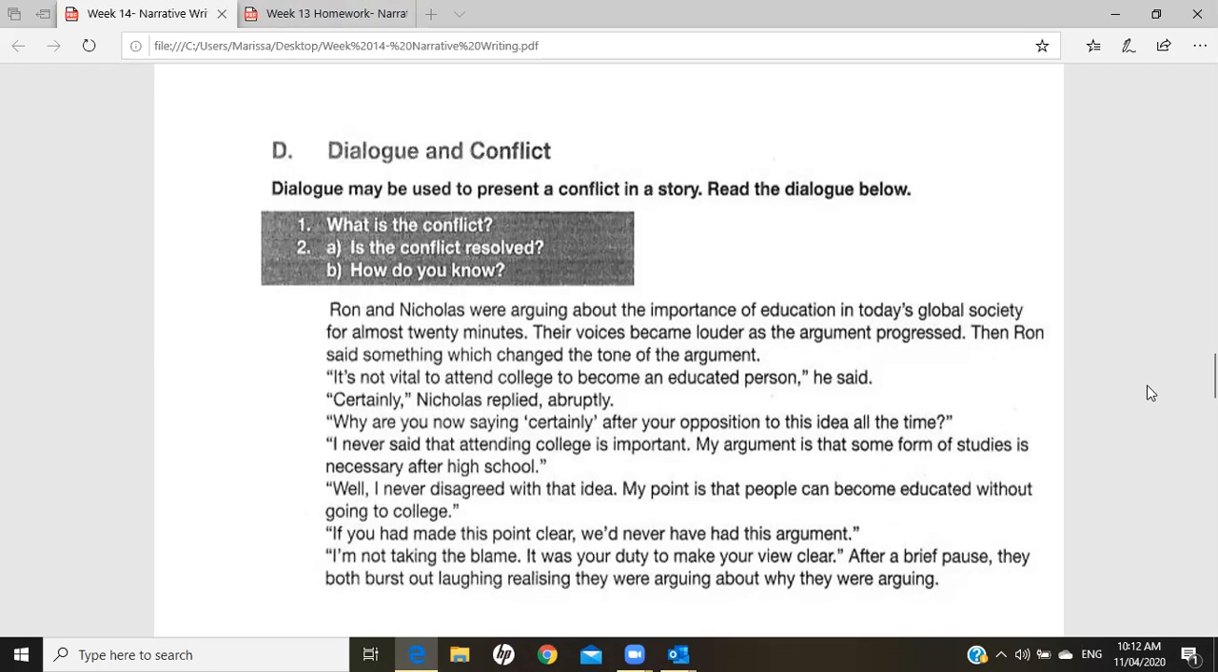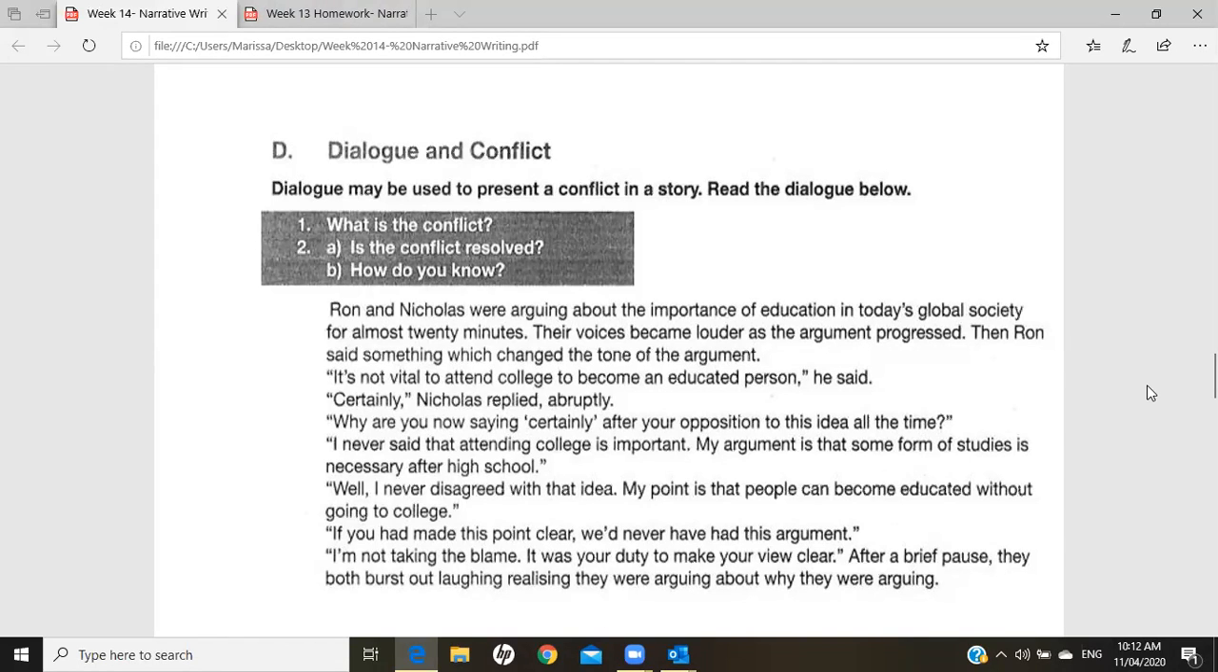The tone of argument. There's something about the importance of education that they are discussing. They have different views about something, about in today's global society. Not in today's global society. Joanne, I think you were saying it. About attending college. Yes, they were actually discussing attending college.